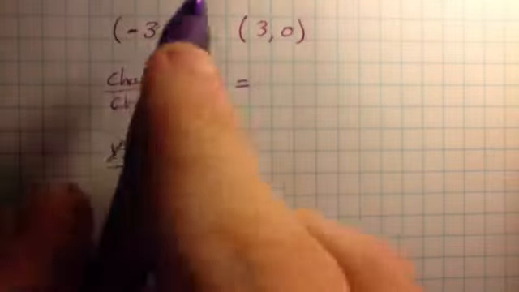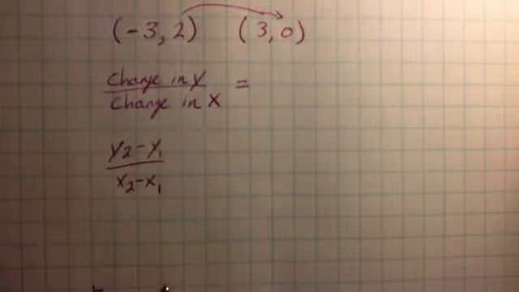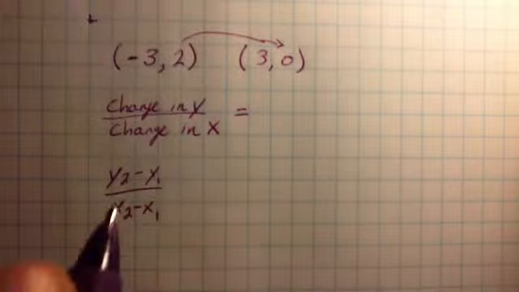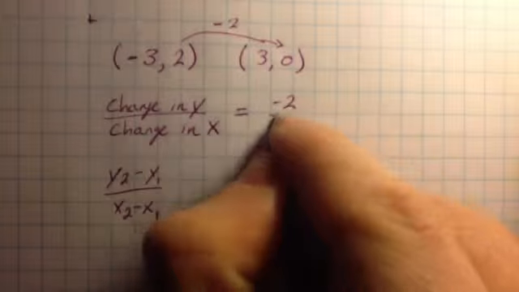So we look at the two y coordinates, 2 and 0. Okay. And what happens between 2 and 0? What changes? Well, we're going down 2. It's decreasing by 2, so our change is negative 2. Change in y, negative 2.